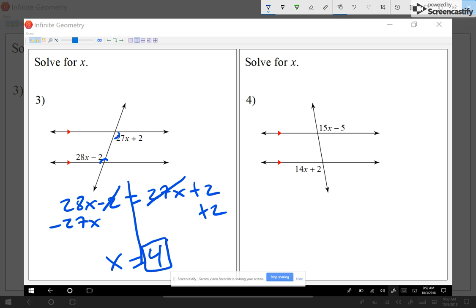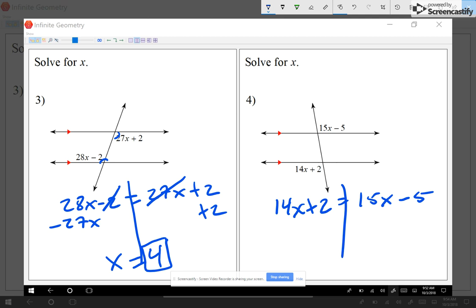Same thing for my example number 4. I noticed that in that case, I'm dealing with alternate exterior angles, and I know that alternate exterior angles are equal to each other. So I'm going to say that 14x plus 2 equals 15x minus 5. Does it matter which one I put at the left and the right? Not necessarily. Because they're equal, I don't care which one you put on each side.